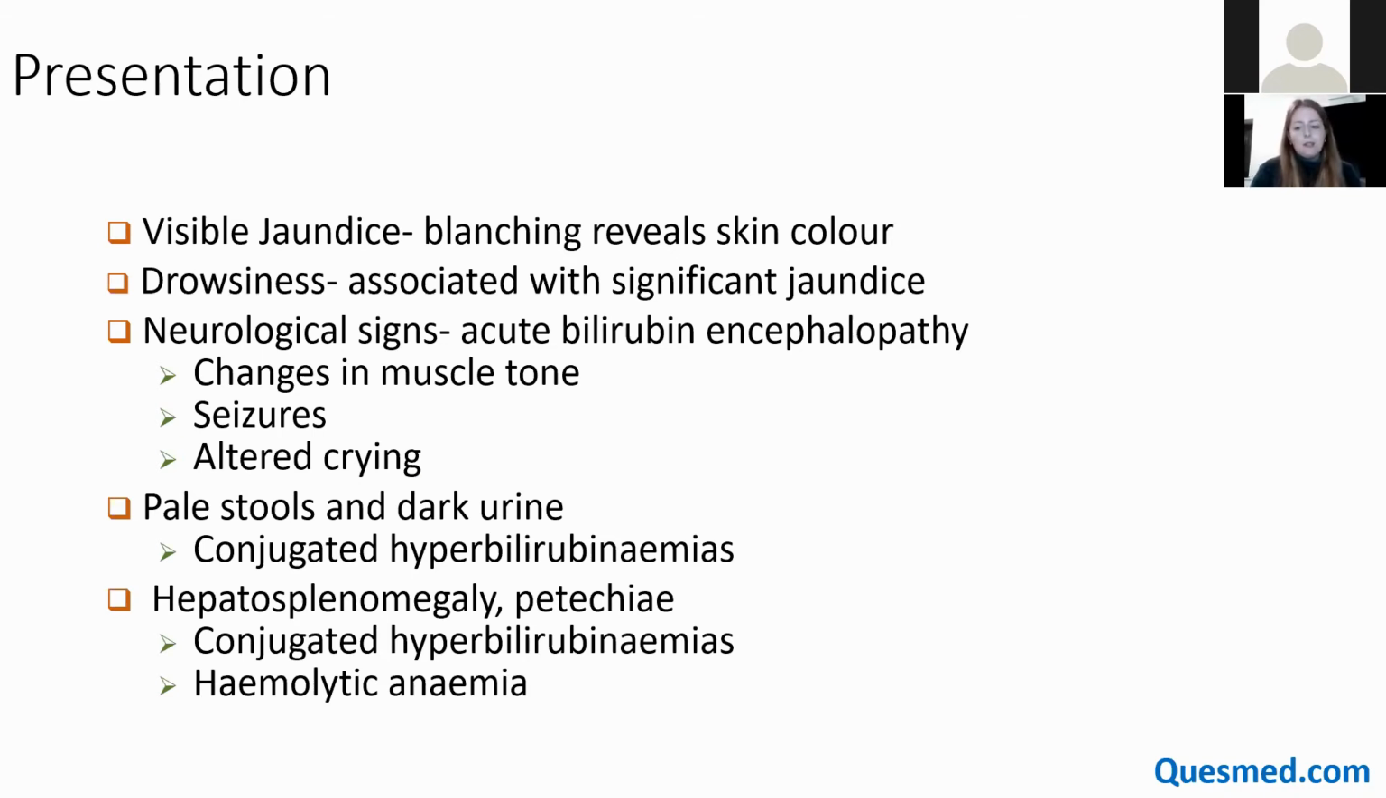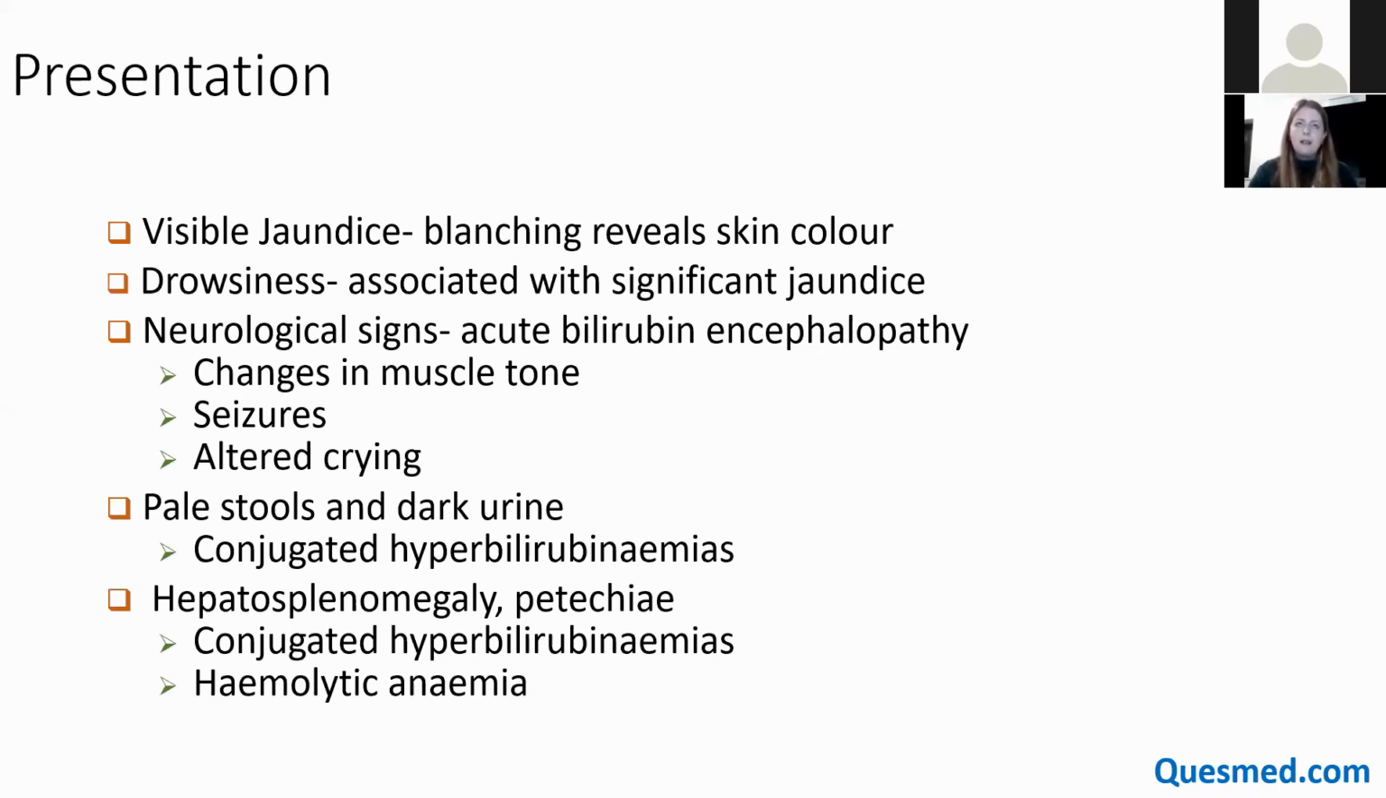In a baby with physiological jaundice, the yellowing colour of the skin may be the only thing that you find. Otherwise, the baby may be completely fit and well. However, it's important to be aware of other potential things that they might present with. So high levels of hyperbilirubinemia can be associated with drowsiness. You want to be looking out for certain neurological signs which might indicate an acute bilirubin encephalopathy, which is something that we'll talk about near the end of the presentation. But these signs are things like abnormal muscle tone, hypertonic or hypotonic, seizures, altered crying. They might present with pale stools and dark urine.